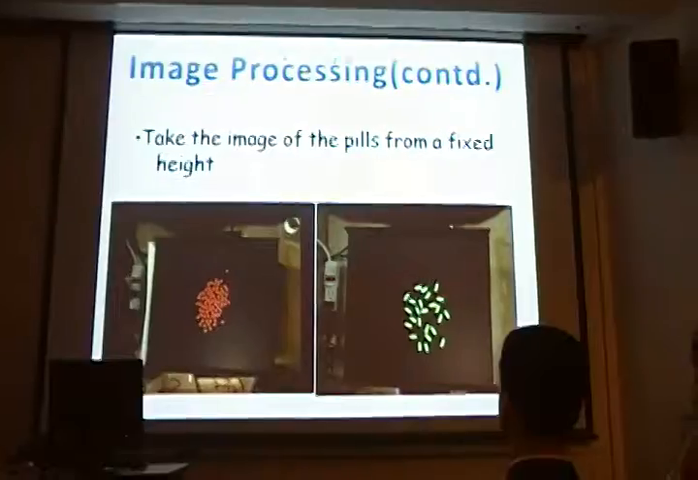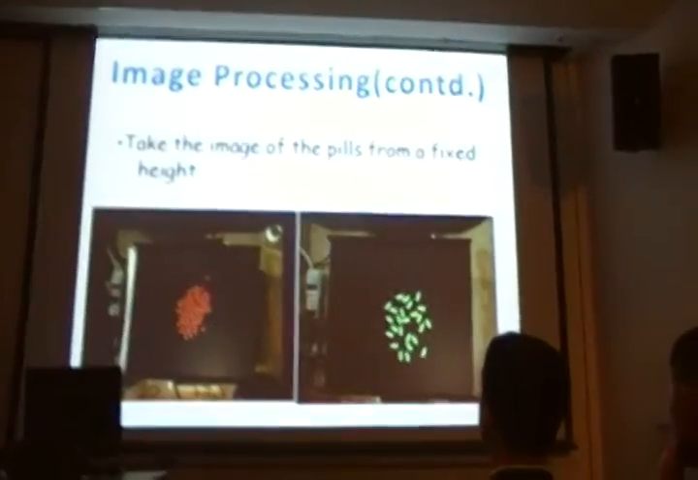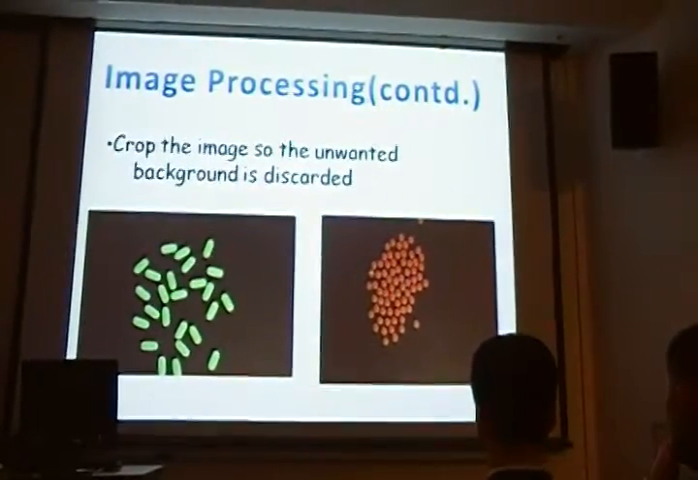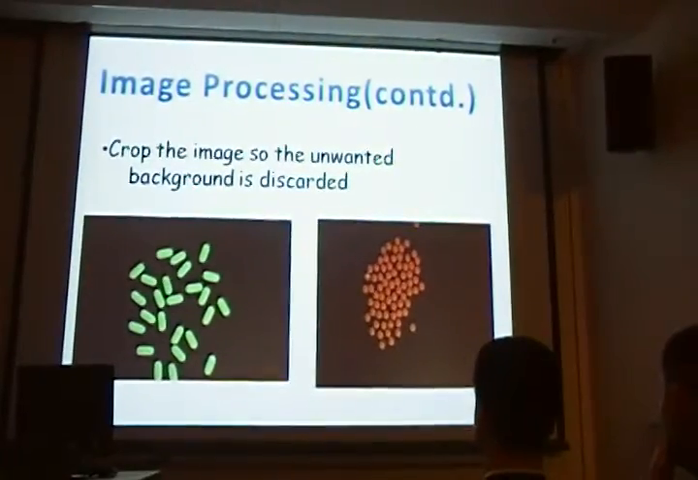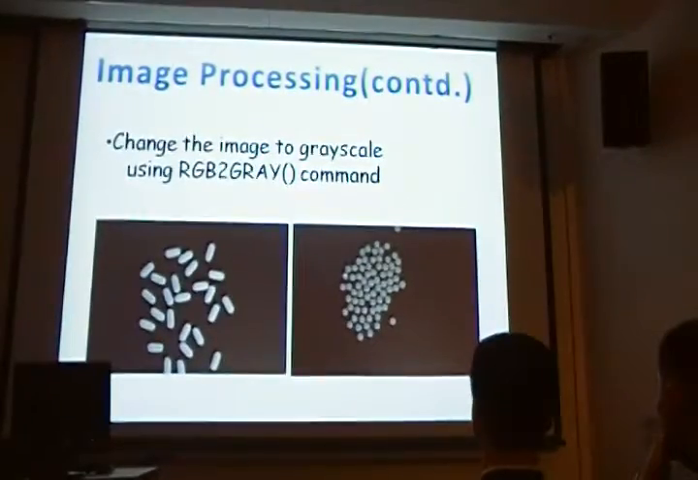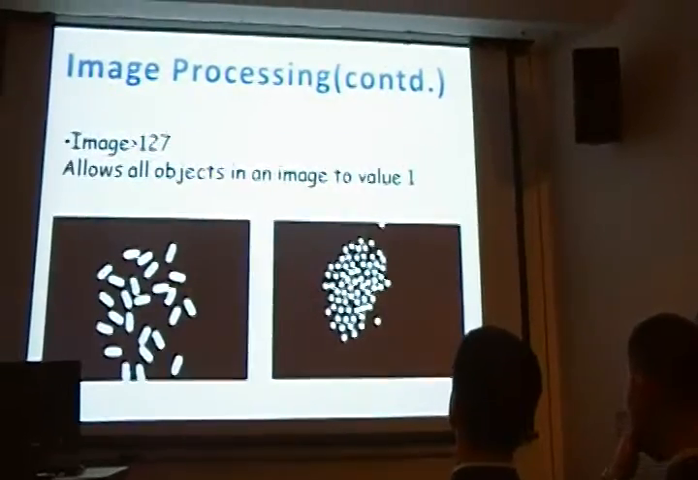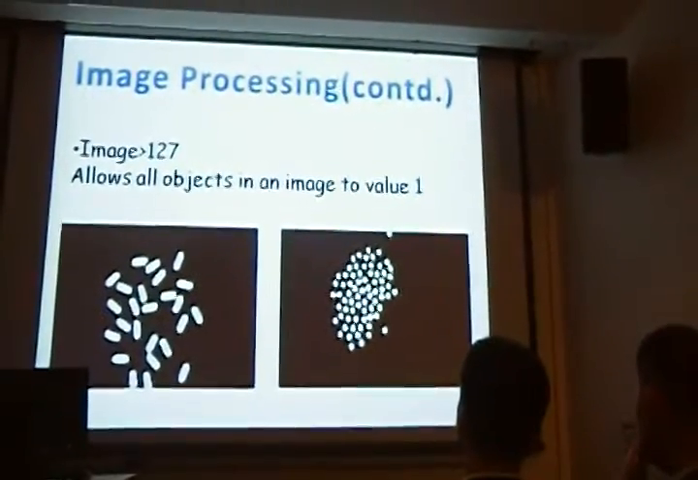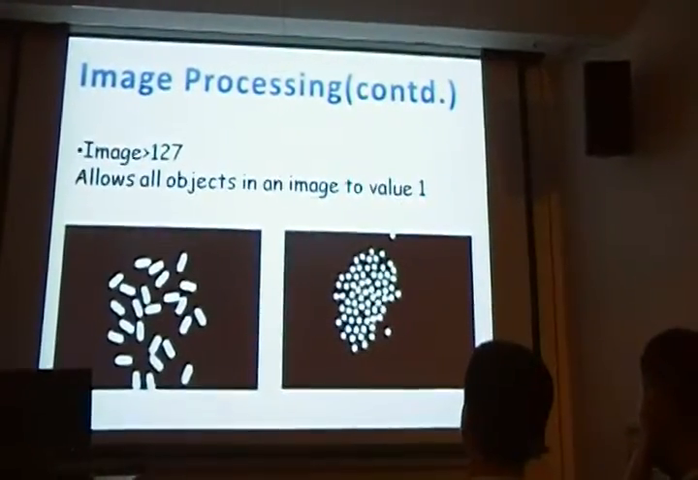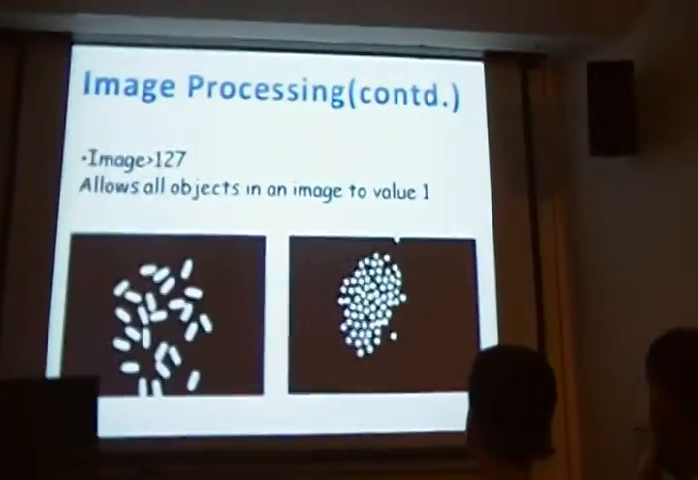Then we take the image of the pills from a fixed height. Then we crop the image to remove the unwanted background. Then we change the image to grayscale using the rgb2gray command. Then we set the image threshold to 127, which sets all the objects in the image to white and all the background to black.